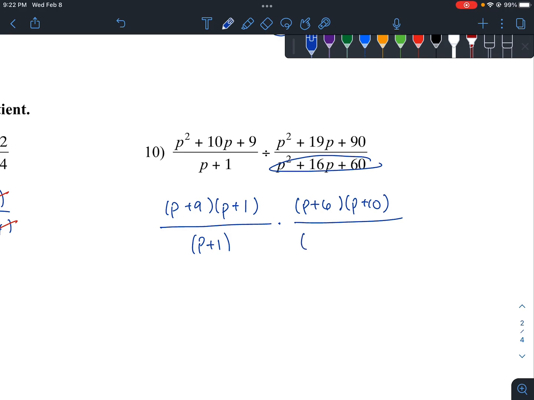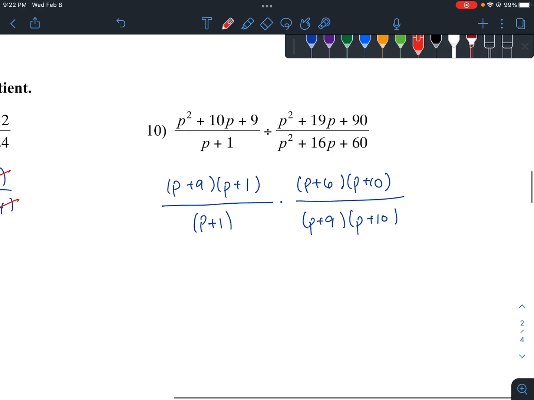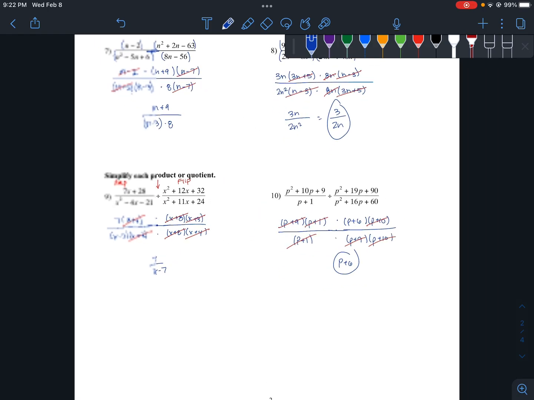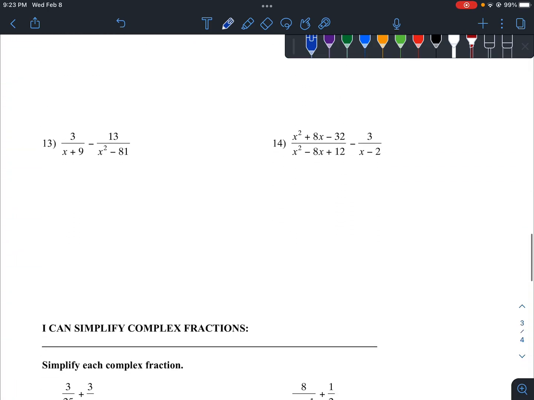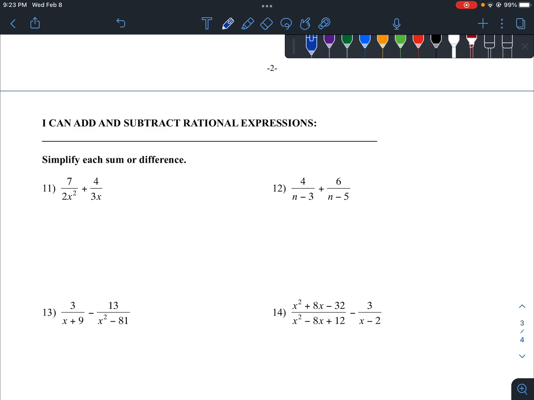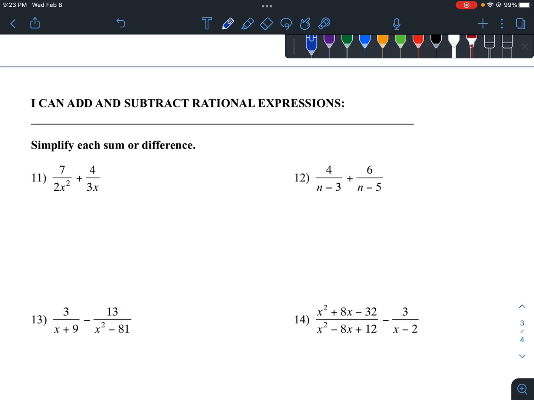And then I'm going to need on the bottom two numbers that multiply to be 90 and add to be 19. And again, that's pretty easy, 9 and 10. And then one rational expression. So p plus 9, p plus 9, p plus 1, p plus 1, p plus 10, p plus 10. So it looks like I'm only going to be left with p plus 6.